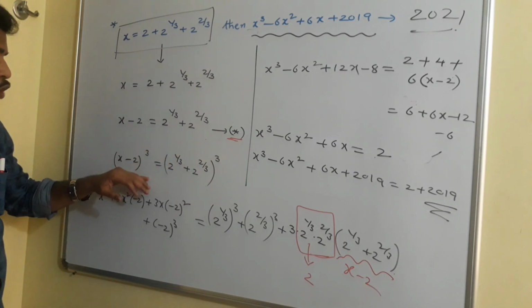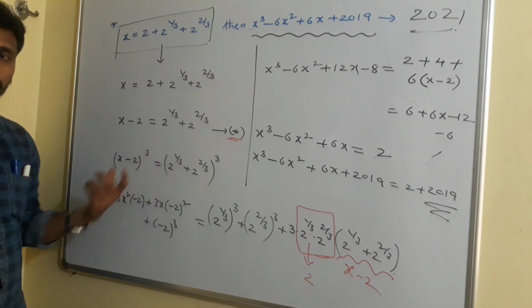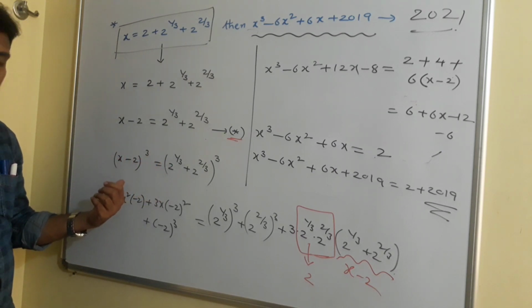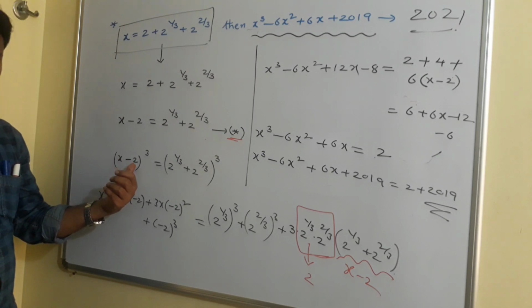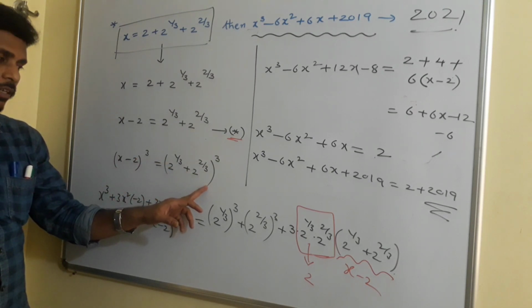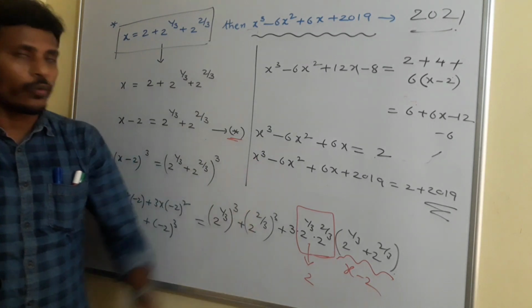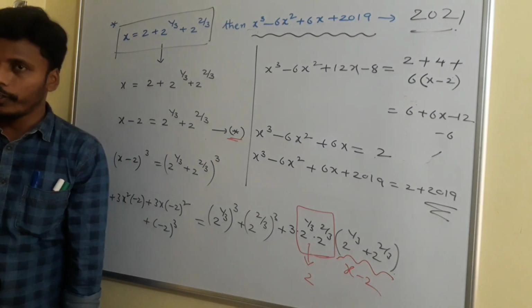Now, if you go with the cubing on both sides, you need to utilize a plus b whole cube on both sides, whereas in the left side, a is x and b is minus 2. And in the right side, a is 2 power 1 by 3 and b is 2 power 2 by 3. If I continue, at the end I have the value as 2021. Have a look, go with a screenshot.